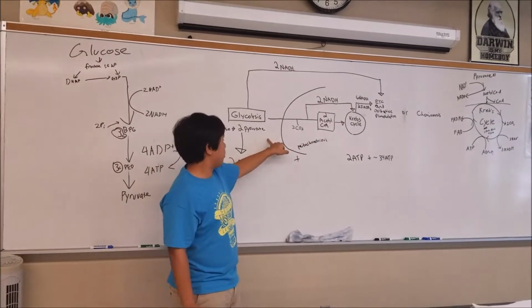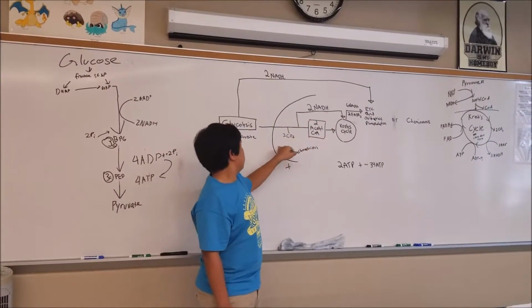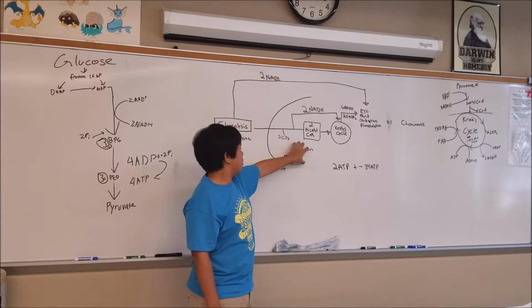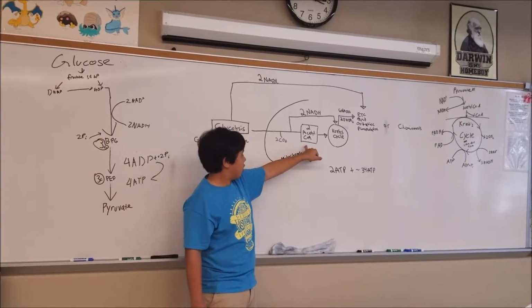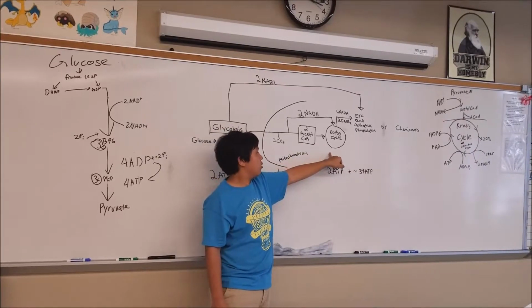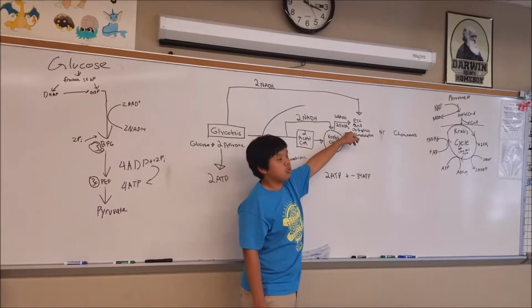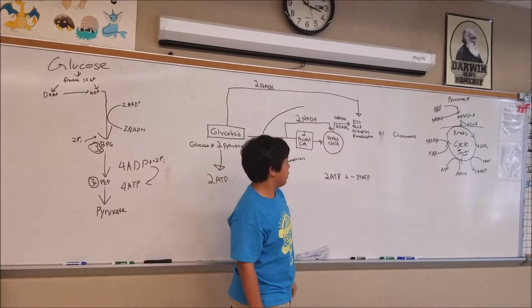The hydrogens of the pyruvate will react with 2 NAD plus to form 2 NADH. Then the remainder of the pyruvate combines with coenzyme A to form 2 acetyl coenzyme A, which will enter the Krebs cycle. The Krebs cycle's products will eventually lead to 6 NADH and 2 FADH2, which we will now explain.